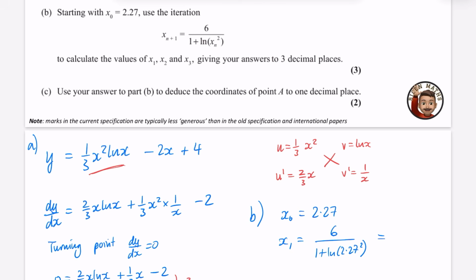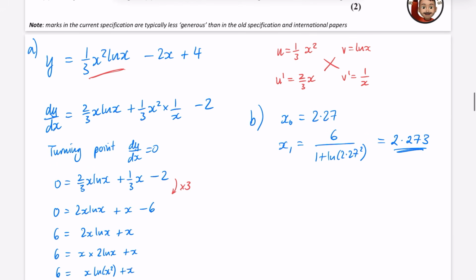But what I'm actually going to type on my calculator, I'll type 2.27. I'll store that now as the answer. And I'm going to type, instead of this, answer squared. So I'll do my fraction button, 6 over 1 plus ln of my answer squared. And I will get my first one to 3 decimal places, but I'm going to keep it stored in the calculator as 2.273. And then all I need to do is literally just press the equals button again, and it will put that answer straight back in.